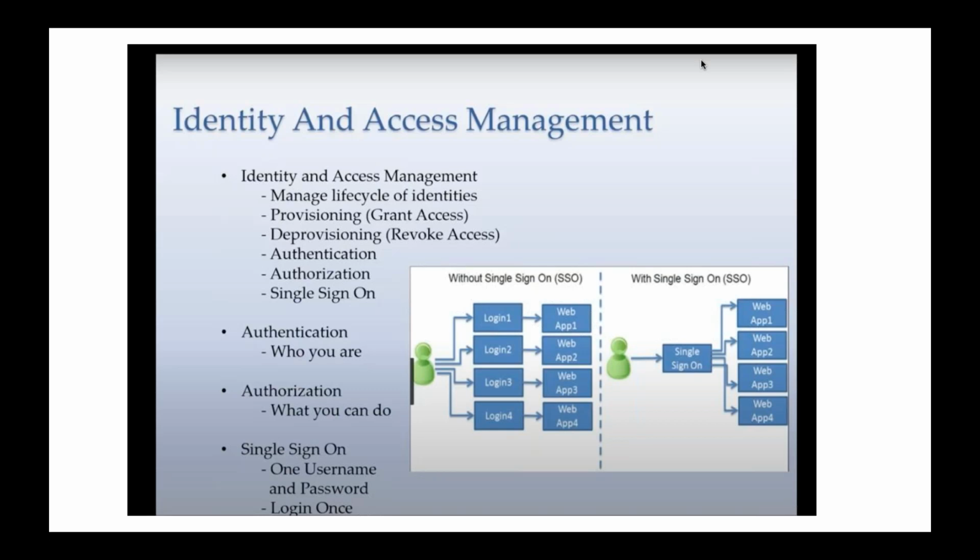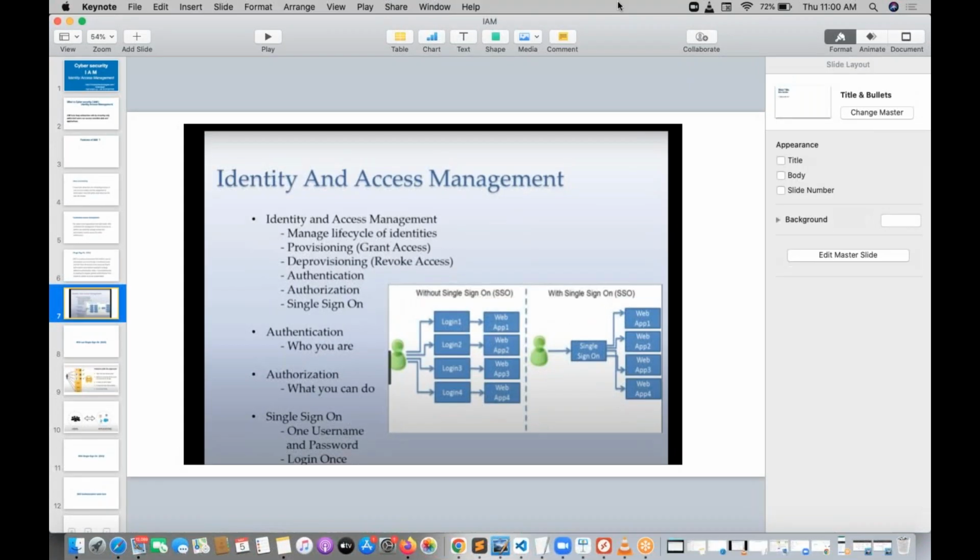Yeah, see the diagram first. Identity access management: managing the lifecycle of identities, provisioning, granting access, deprovisioning, revoking access, authentication, authorization, single sign-on. Enough. This is your work. Authentication is nothing but who you are. Authorization is nothing but what you can do. Single sign-on is nothing but one username, one password, and login once. Once you log in, automatically you can access everything.